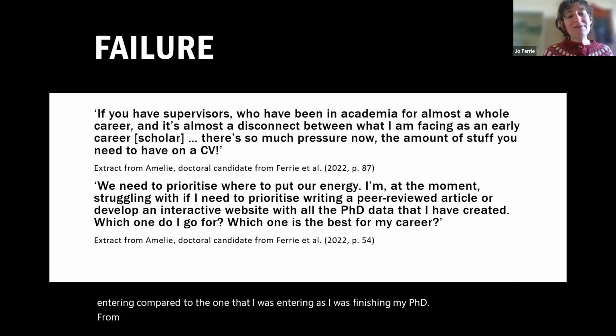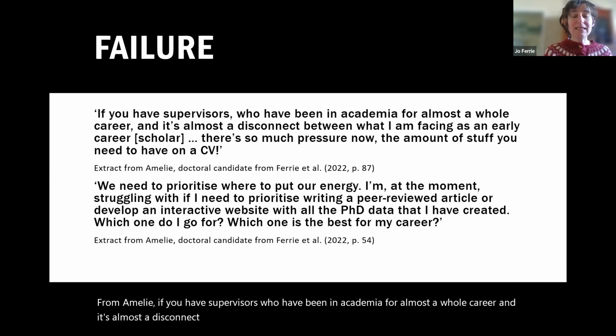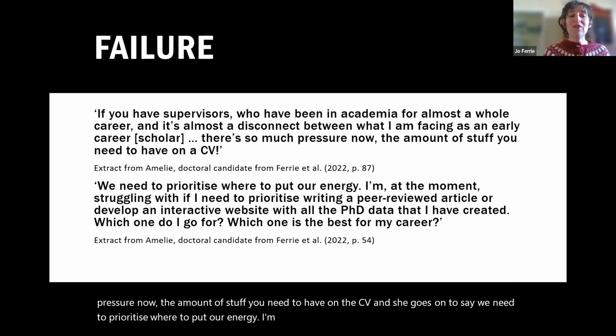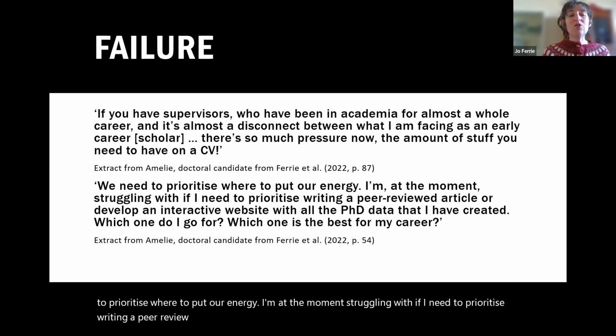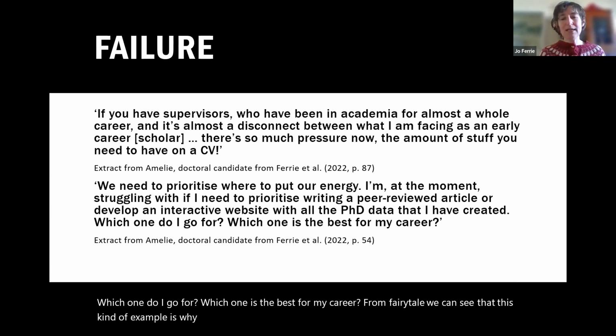From Amelie: "If you have supervisors who've been in academia for almost a whole career, there's almost a disconnect between what I am facing as an early career scholar. There's so much pressure now, the amount of stuff you need to have on the CV." And she goes on to say, "We need to prioritise where to put our energy. I'm at the moment struggling with if I need to prioritise writing a peer-reviewed article or develop an interactive website with all of the PhD data that I have created. Which one do I go for? Which one is the best for my career?" From Ferrie et al, we can see that this kind of example is widespread across the UK, but it's also symbolic of wider issues within the educational sector.